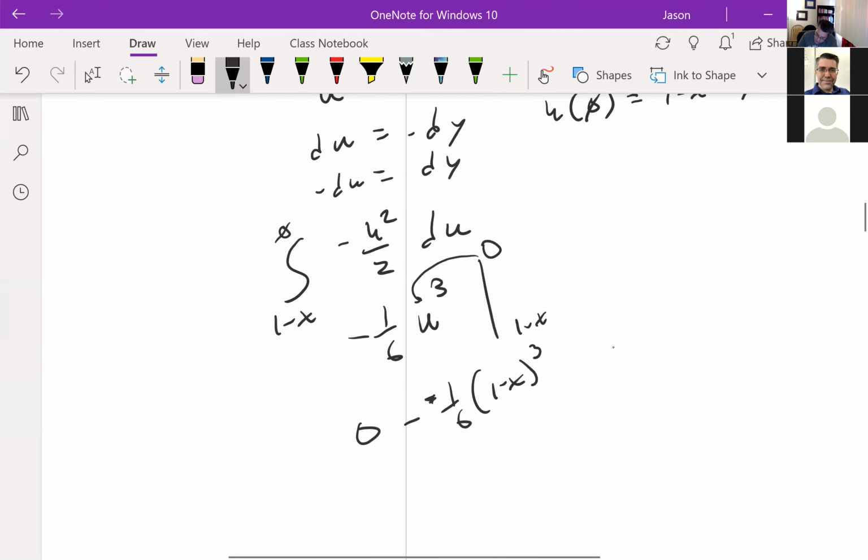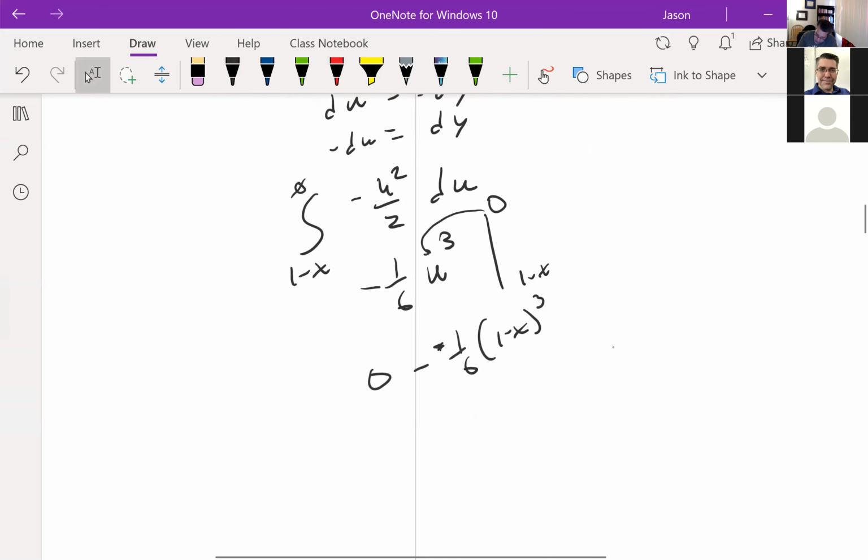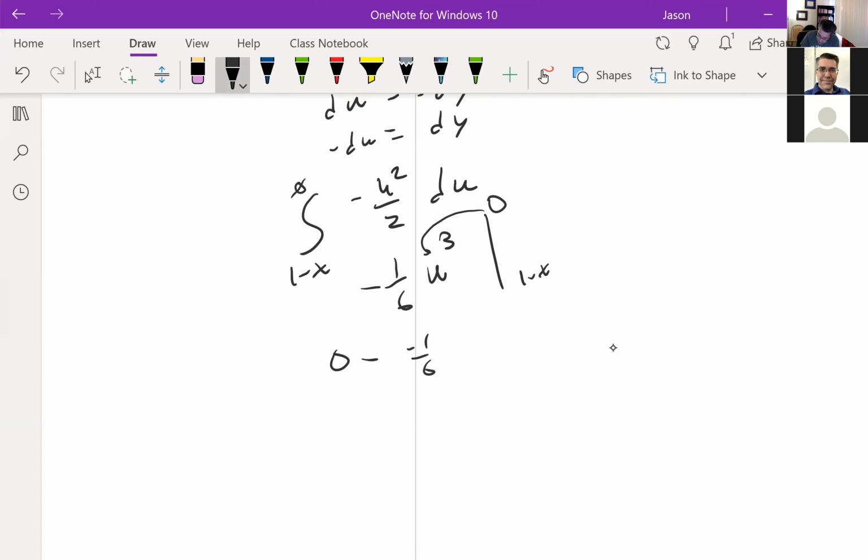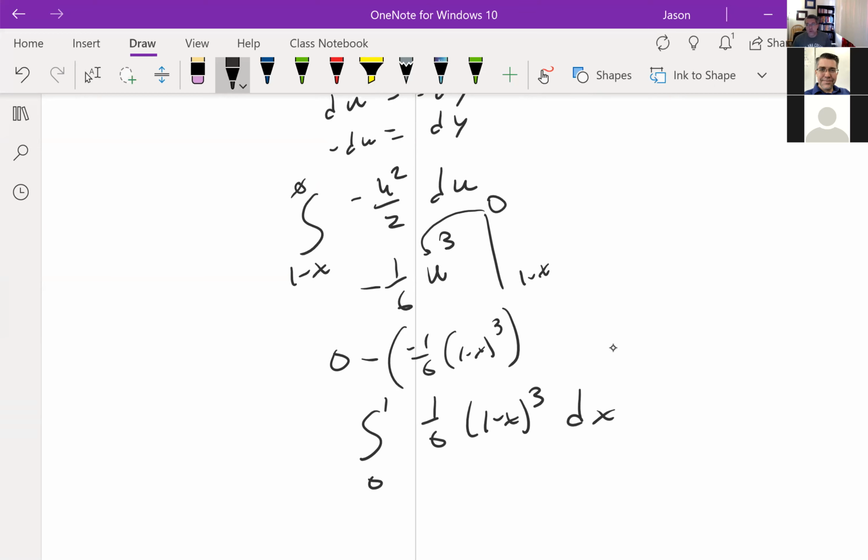Now this is the integral on z on y, and we're just left with, let me rewrite this so I'm not veering off the side of the page. 0 minus negative 1/6 times 1 minus x cubed. So that's just 1/6 times 1 minus x cubed, integrated from 0 to 1 dx. So this just becomes a normal integration with respect to x.